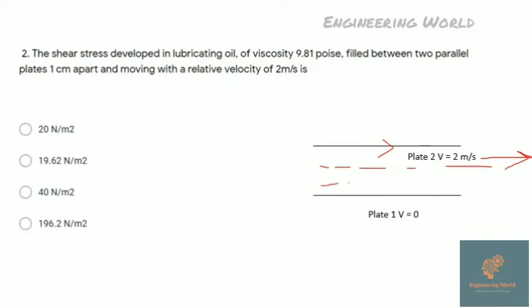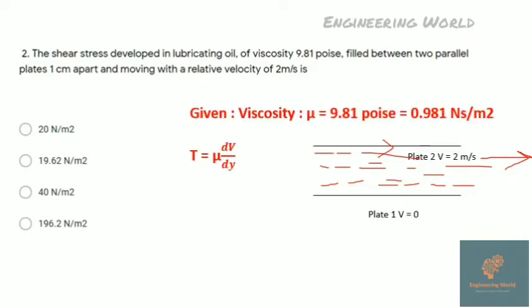Let me tell you, this is the liquid flowing through this, and due to relative velocity, there will be shear. So given is mu is 9.81 poise, that is 0.981 Newton second per meter square. So by Newton's law of viscosity, tau is equal to mu dou v by dou y. Dou v, velocity difference, 2 meter per second, dou y 1 centimeter, that is 0.01 meter. So we get the answer 196.2 Newton per meter square.